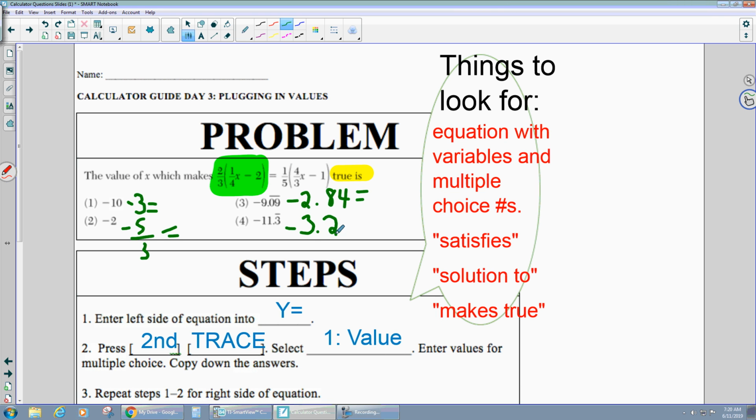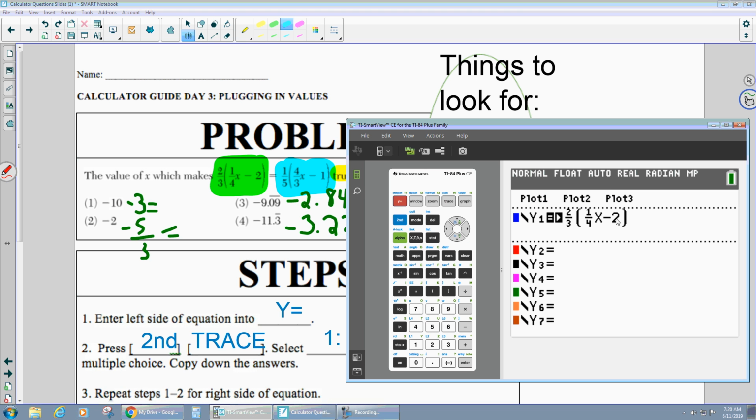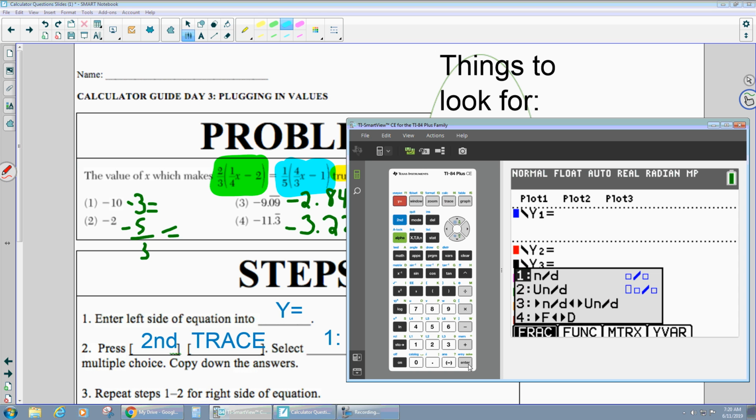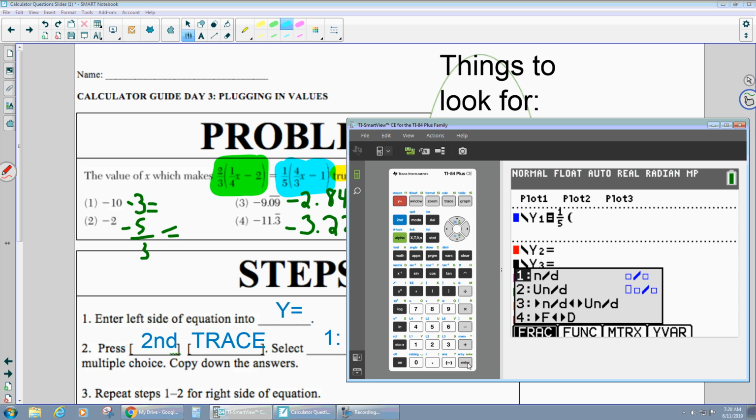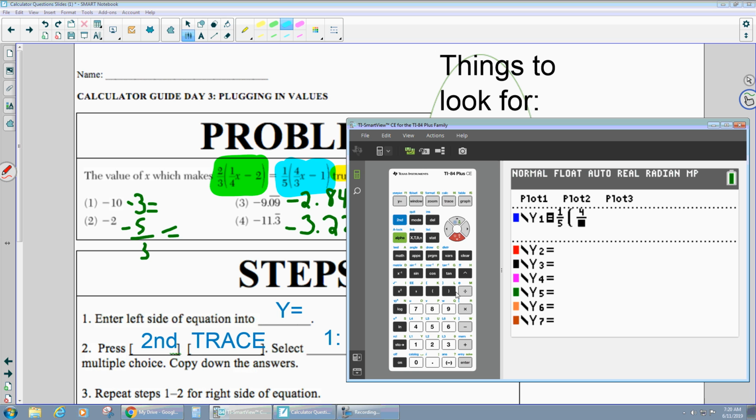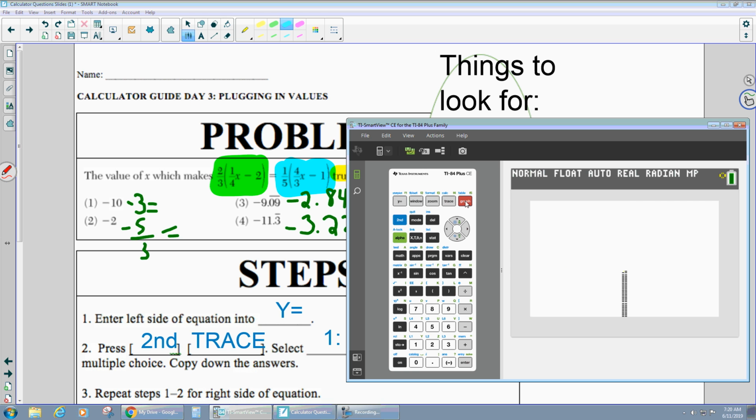So that was just for the left side, and now what we need to do is obviously compute the right side. So I'm going to enter everything on the right side into my calculator now. We're going to go to y equals. We're going to erase our left side and let's enter our right side. So I have 1/5, so that's 1 over 5. Parentheses, 4/3. So alpha y equals, to get a fraction bar, 4 over 3, x minus 1.